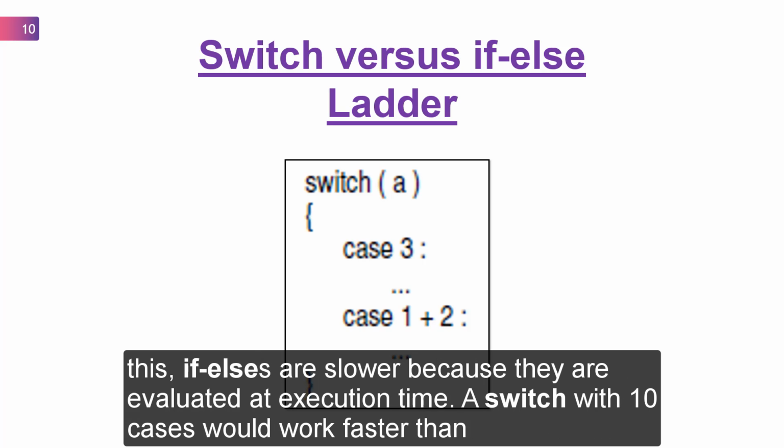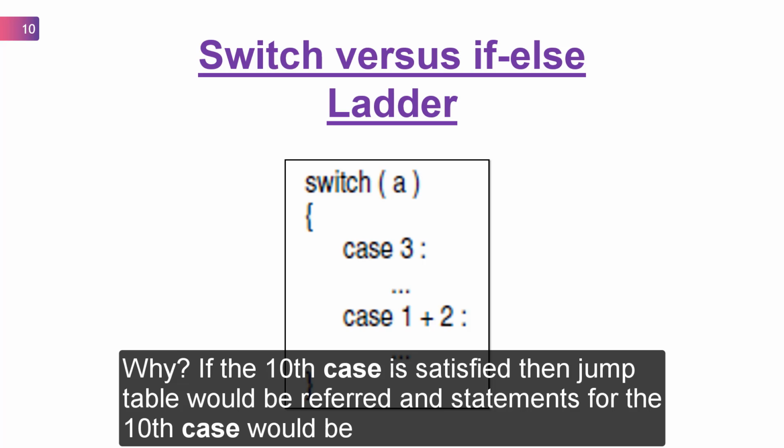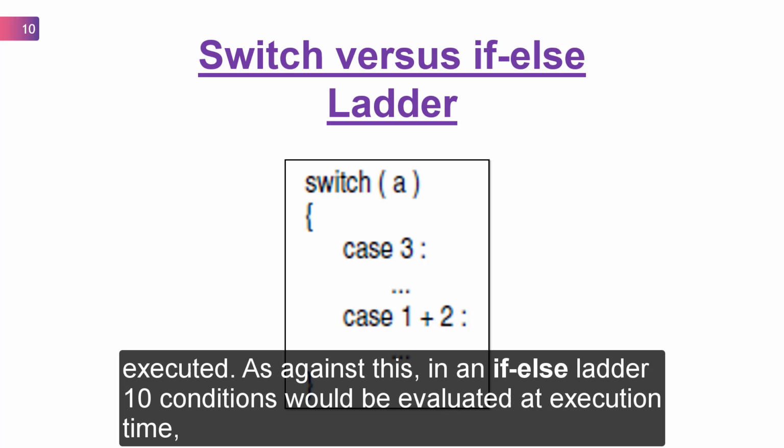As against this, if-elses are slower because they are evaluated at execution time. A switch with 10 cases would work faster than an equivalent if-else ladder. Also, a switch with 2 cases would work slower than an if-else ladder. Why? If the 10th case is satisfied, then the jump table would be referred and statements for the 10th case would be executed. As against this, in an if-else ladder, 10 conditions would be evaluated at execution time, which makes it slow.